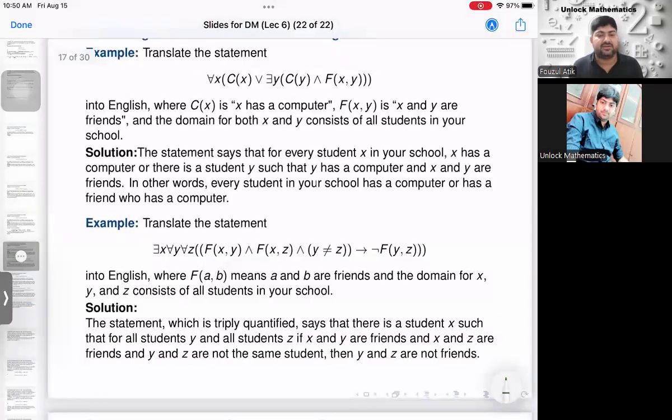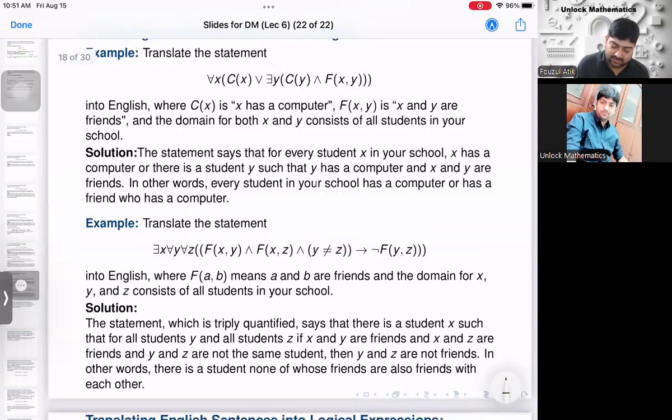You can see that. But finally, you can make it even simpler. What is the final meaning of it? It says that there is a student in your school, none of whose friends are also friends with each other. So there is a student in your school, none of whose friends are friends with each other. Got it? So this is the final meaning of this logical sentence. So in other words, there is a student, none of whose friends are also friends with each other. Done.